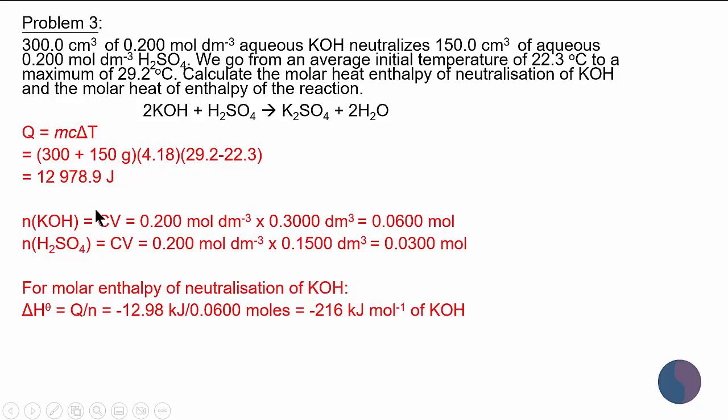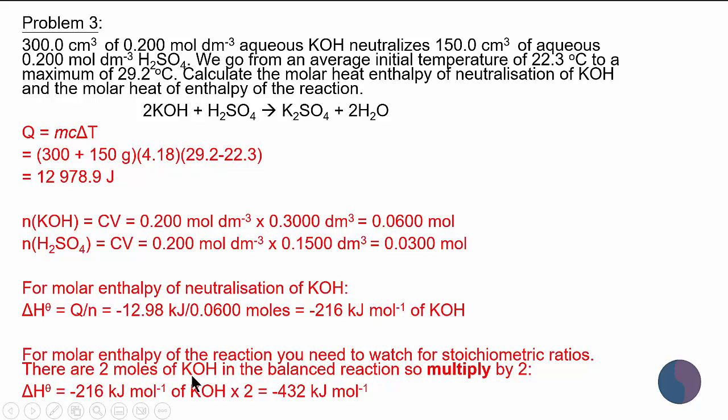And so we know what the Q is. We know the number of moles of KOH. So the delta H of neutralization of KOH is that. Again, oh yeah, it has asked for the enthalpy of the reaction, so you need to double it because there's 2 moles of that for the whole reaction. So that's the enthalpy of the reaction. It is neutralization, so don't forget the sign. Make sure you put the negative there.